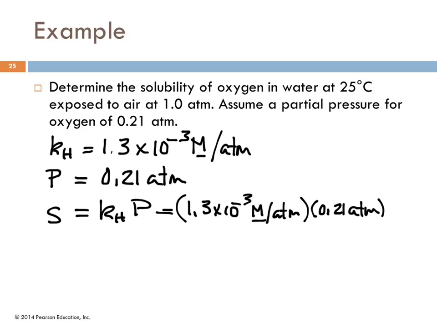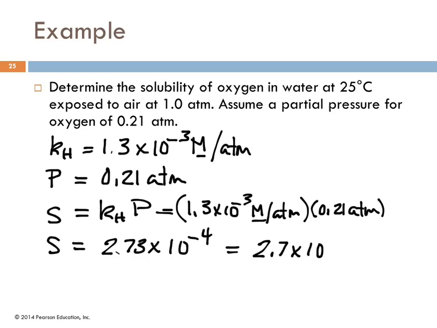So the solubility of oxygen in water under those conditions is 2.73 times 10 to the minus 4. We should round that to 2 sig figs. 2.7 times 10 to the minus 4 moles per liter. Any questions?